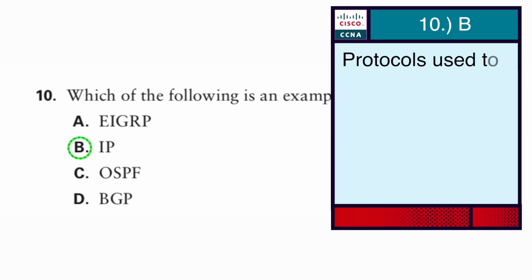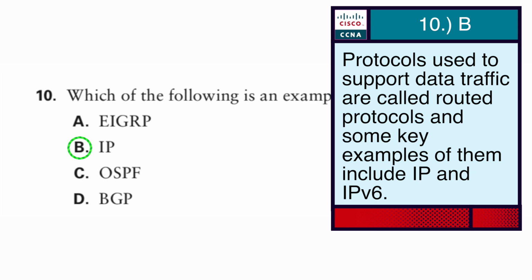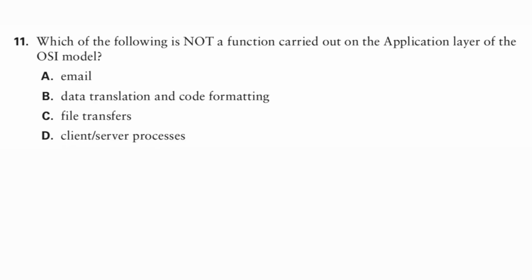The correct answer is B, IP. Protocols used to support data traffic are called routed protocols, and some key examples of them include IP and IPv6. Number 11. Which of the following is not a function carried out on the application layer of the OSI model? A, email, B, data translation and code formatting, C, file transfers, or D, client-server processes?